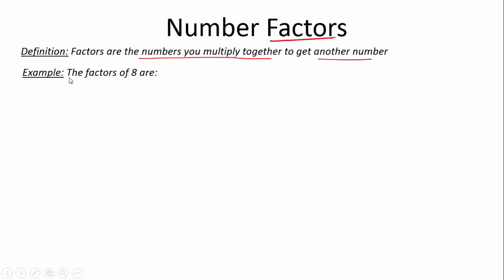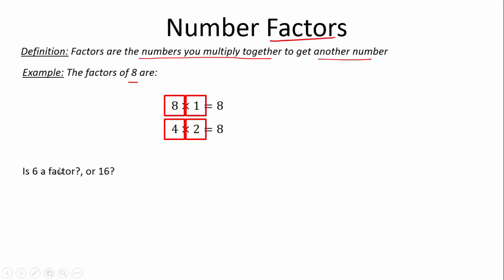Let's have a look. What are the factors of 8? What are the numbers you've got to multiply together to get to 8? Okay, let's have a look. 8 times 1 is 8. 4 times 2 is 8. So 8, 1, 4, and 2 are your factors of 8.